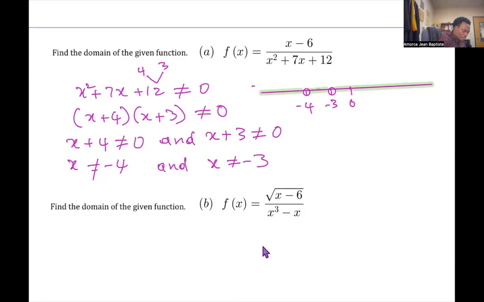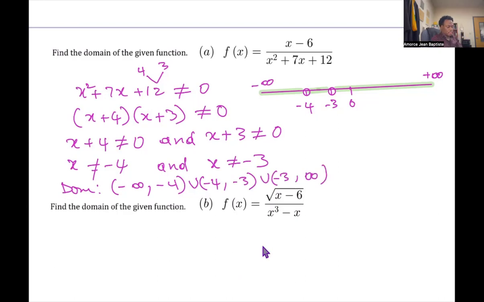So we have values from negative infinity to negative 4, from negative 4 to negative 3, and from negative 3 to positive infinity. That makes the domain from negative infinity to negative 4, union negative 4 to negative 3, union negative 3 to positive infinity. That will be the domain for that function.